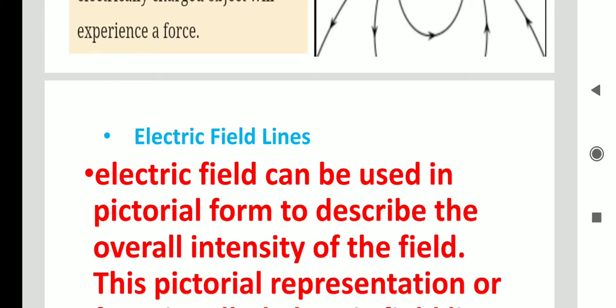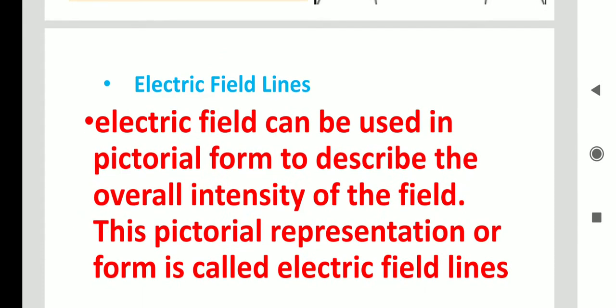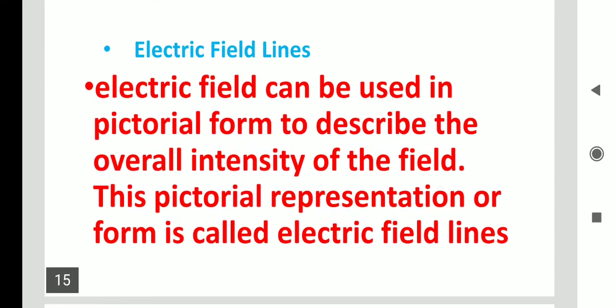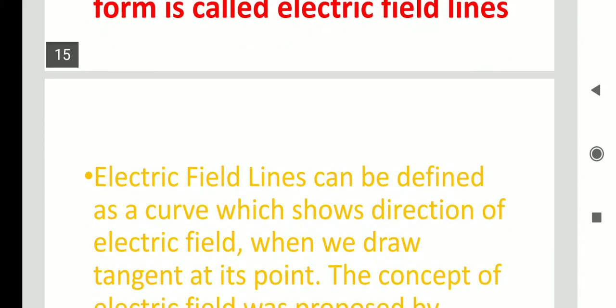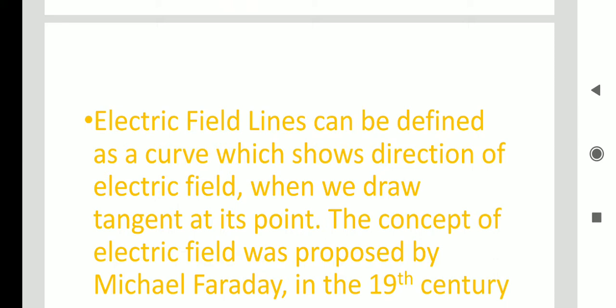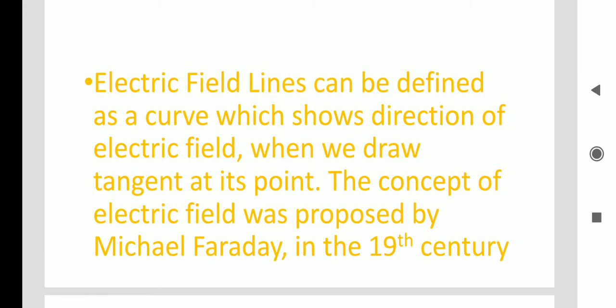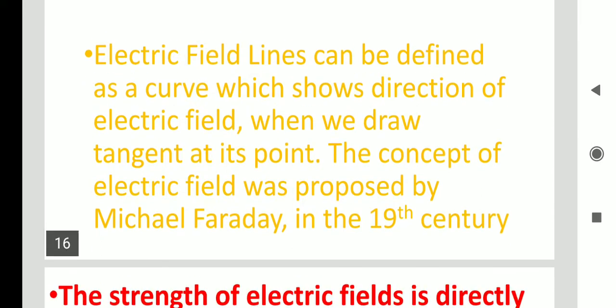Electric field lines. Electric field lines can be used in pictorial form to describe the overall intensity of the field. So electric field intensity can be explained properly by a pictorial or curve form, and that is called electric field lines. Electric field lines can be defined as a curve which shows the direction of electric field.